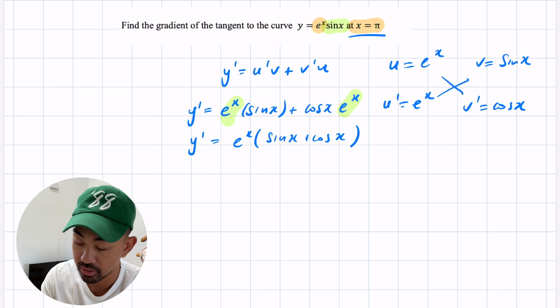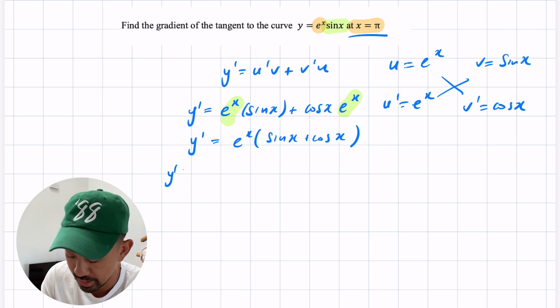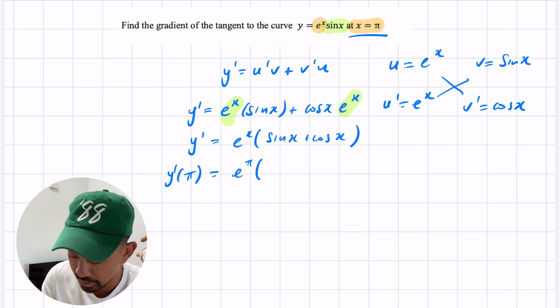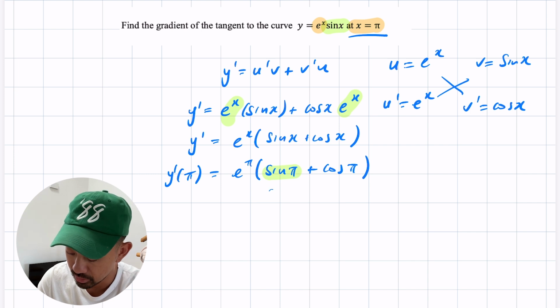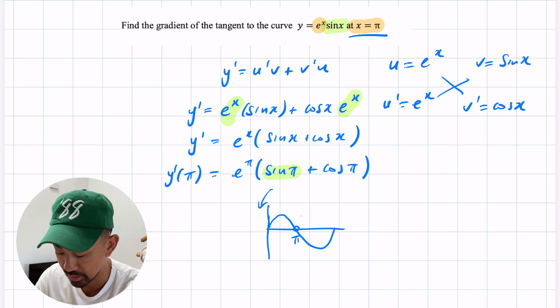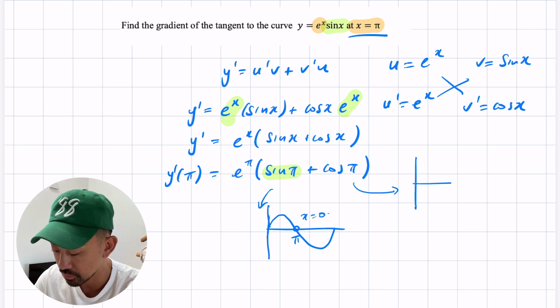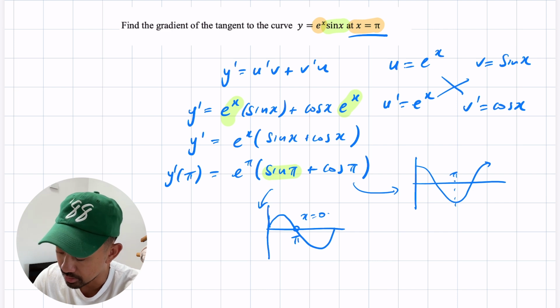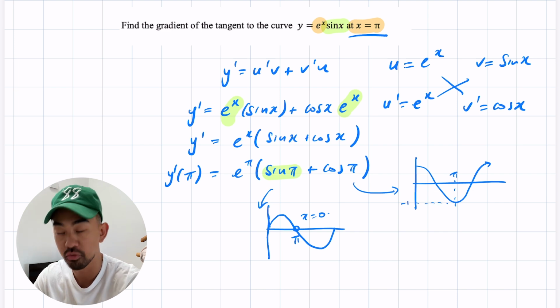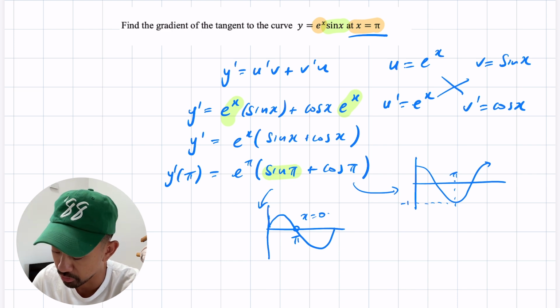And we want to find out the gradient when x is equal to pi. So y dash of pi, that's e to the pi times sine pi plus cos pi. All right, so what to do here? So sine pi, sine looks like this, right? Sine looks like this, and pi hits right in the middle there where the graph crosses zero. So I know that the value will be 0 here. And then cos looks like this, like that, right? Between 0 and 2 pi. And it hits pi at -1. So if you're not sure about these graphs, make sure you refresh yourself on those.